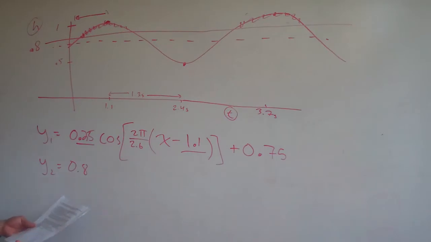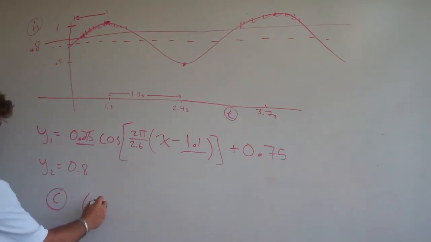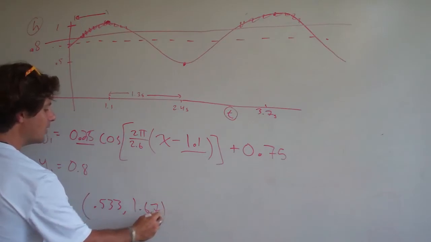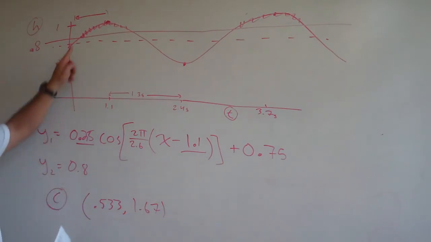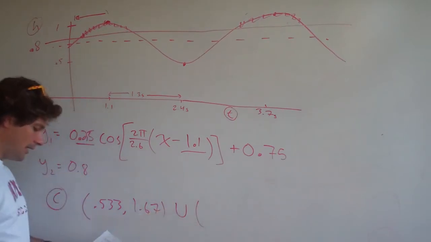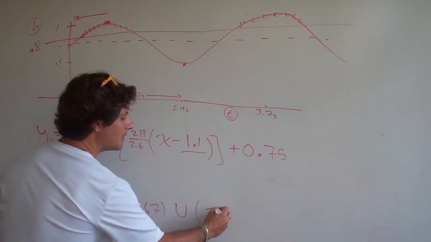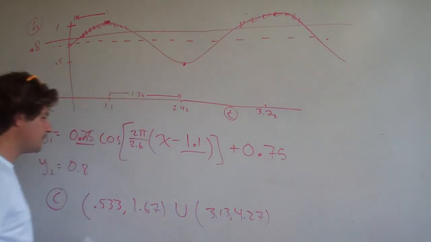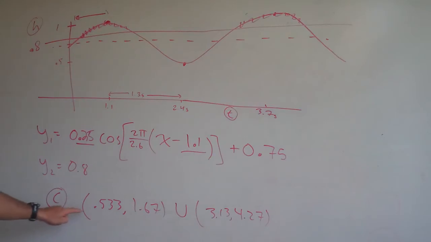So for number C, we get that from 0.533, where these are our x values, to 1.67. So during these times, we're above 0.8 meters. Union, so including 3.13 to 4.27. And these are the times for which I am above 0.8 meters.